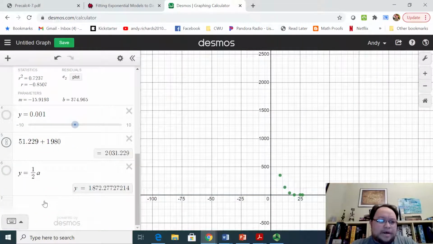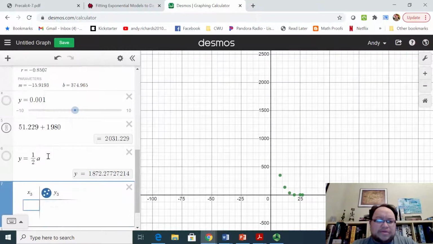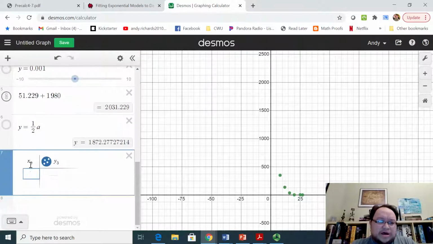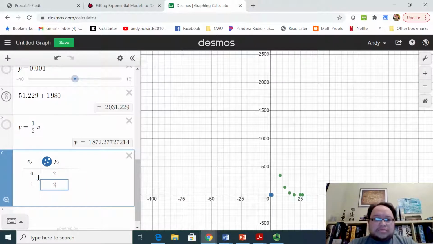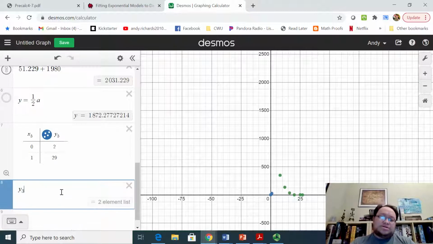So if I were to go in here, I want to hit this little plus sign, and then I want to choose table. What you want to really notice is the subscript here. So this isn't just X, this is now X sub 3. So now I can plug in values, right? I can say like 0 goes to 2 and 1 goes to 29 and so on. But if I want to create a model off of this, then I need to use Y sub 3. Now Desmos is smart in that if you hit a number to the right of it, it will know that you're going to make a subscript from it.